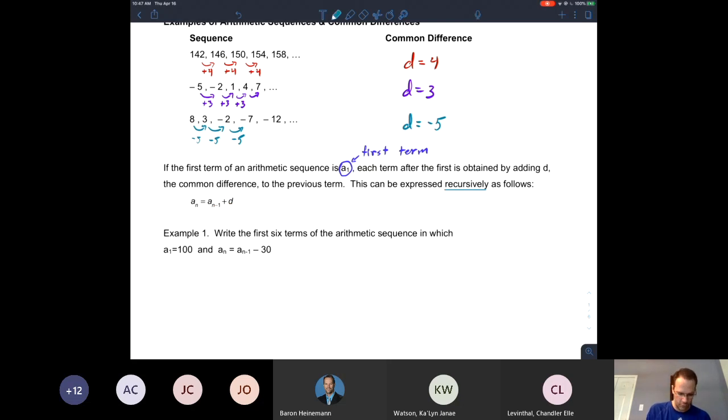Again, not a hard concept. Hopefully that makes perfect sense. But what you need to be able to understand is that this a sub n minus 1 means the previous term.